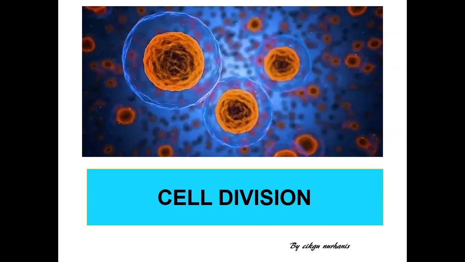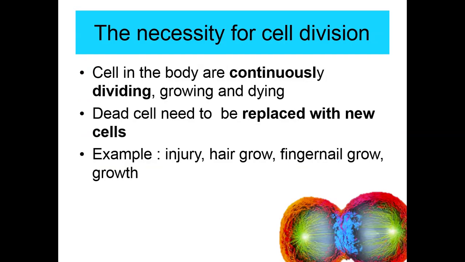So today we are going to discuss a new chapter, Chapter 6 in the KSSM Biology Form 4, entitled Cell Division. We are going to discuss 6.1, which is about cell division. Here is the necessity for cell division, meaning the importance of cell division. Kenapa perlunya adanya pembahagian sel?